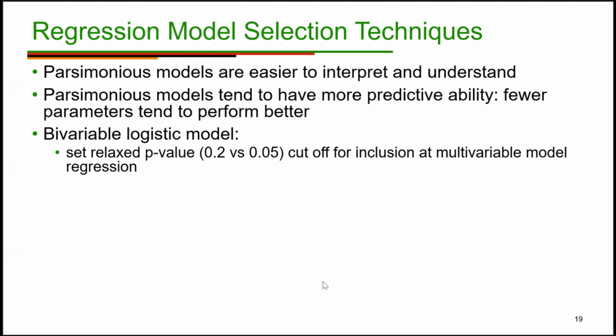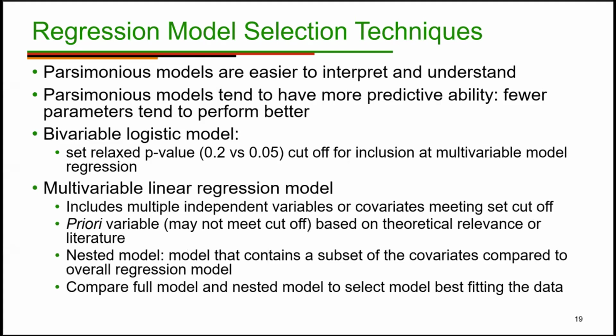One is, of course, looking at p-values. By default, we usually use a significance level of 0.05, but for us to include a variable in the multivariable model, we usually want to look at its p-value. And so if a p-value is 0.2 and below in the bivariable model, we'll include it in the multivariable model because potentially it could be affecting that model. So that's one consideration that we could use.